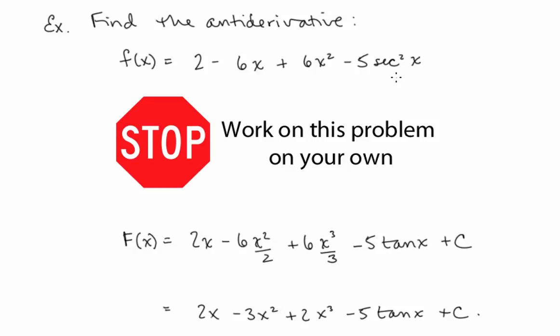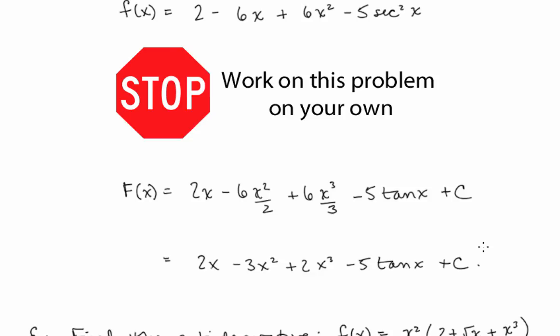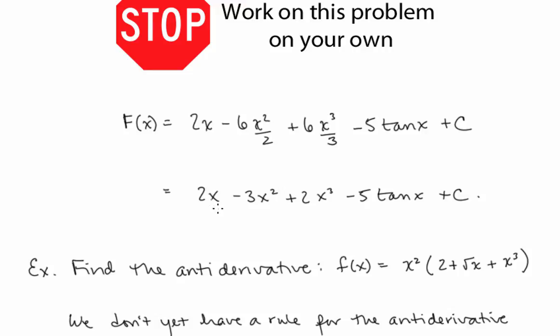And we know that the derivative of tan x is secant squared x. So here our antiderivative is going to be negative 5 tan x. And then we add on the plus c at the end. So simplifying, we have 2x minus 3x squared plus 2x to the third minus 5 tan x plus c. And that is our antiderivative.